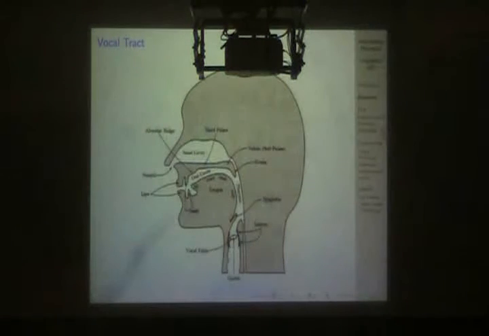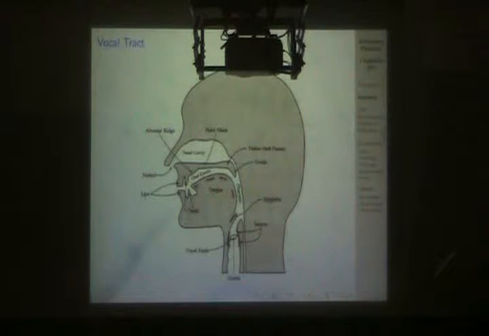Okay. And now let's look at that's how noise is created at the throat. We blow air through the glottis, the opening in the vocal folds, and it either vibrates or it doesn't vibrate. It vibrates like this or it just vibrates like this. And this vibrating air passes up into the head, into the oral tract, and into the nose.